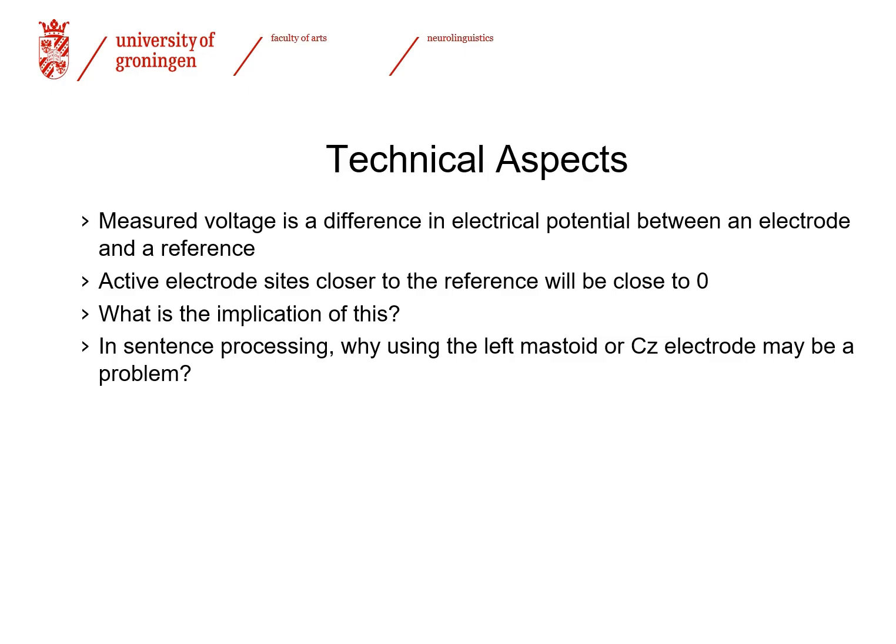Now, this is a small exercise. In case you are tech savvy and you understand what the reference electrode does, which is not something I'm going to go into in detail, and in case you don't, think about why the average of the mastoids is the gold standard nowadays, and why, for example, using a CZ electrode may not be the best choice.